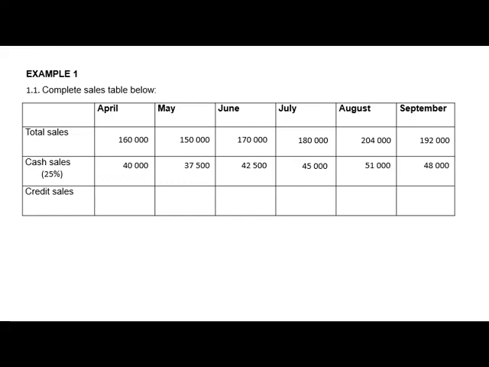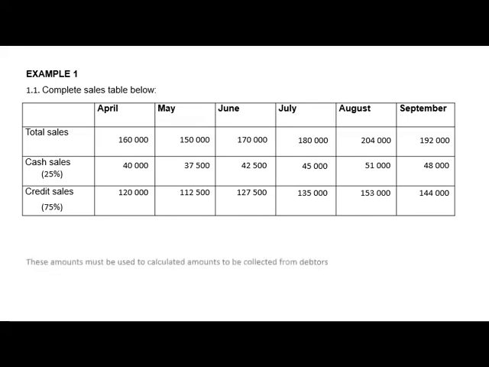We also know that credit sales will be 75%. When you take 160,000 times 75%, you'll get 120,000. And for May, you will have 112,500. For June, 127,500, which is 170,000 times 75%. Or you can say 170,000 minus 42,500. Whatever is left will be your credit sales. Here's the thing, your cash sales.